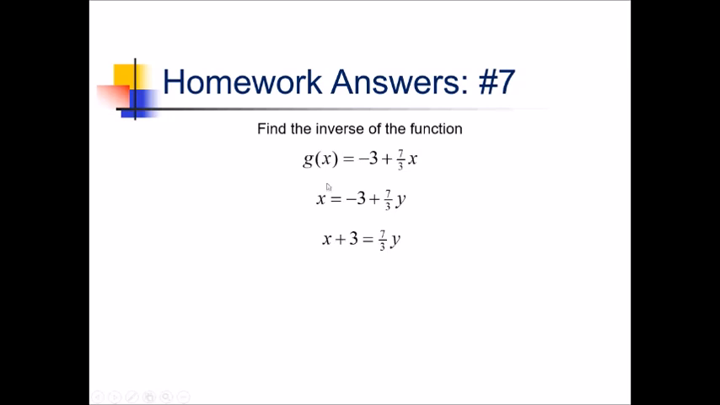And we can write then g inverse equals 3/7, parentheses x plus 3. Or if you wanted to simplify it a little more, we could do 3x plus 9 all over 7, just distributing that 3 and then dividing everything by 7.